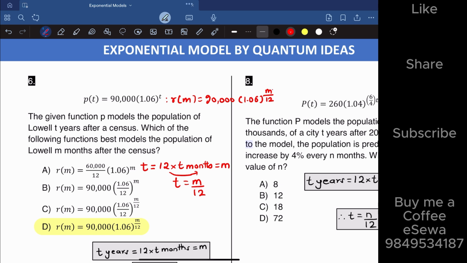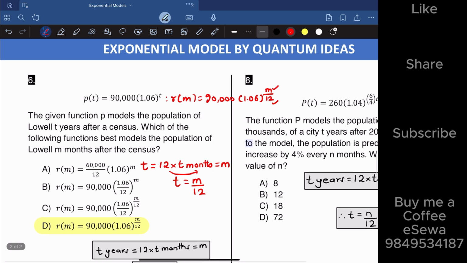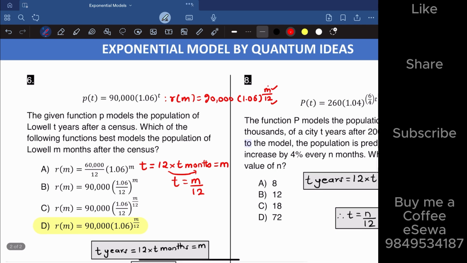You also have to remember, as I've already told you, the units will be the same. This is in months, and this 12 is also in months. For example, for 1 year, what happens? You plug in M equals 12, right? That gives 1 year. For 2 years, what value of M is it? 24. In that way you can solve it.